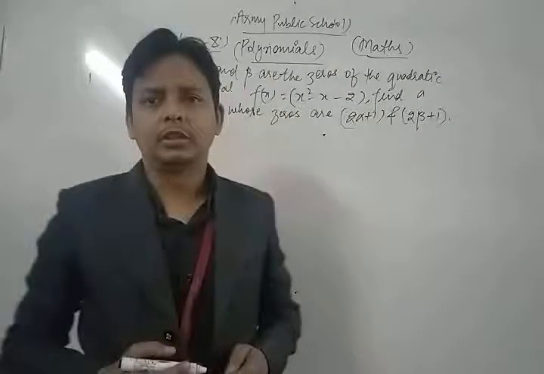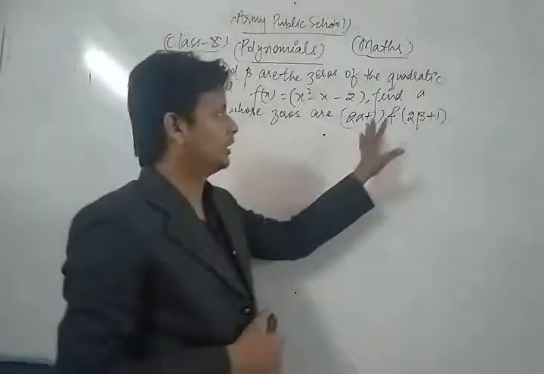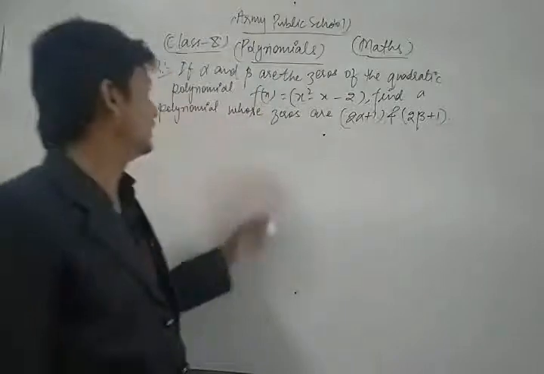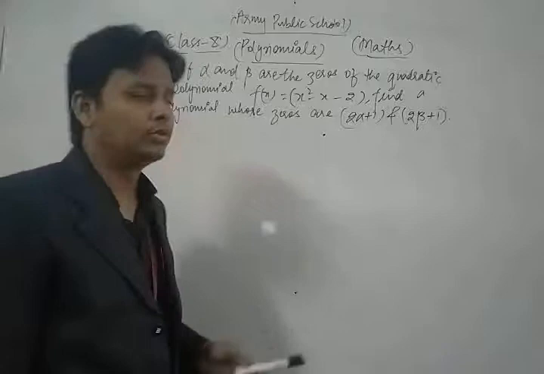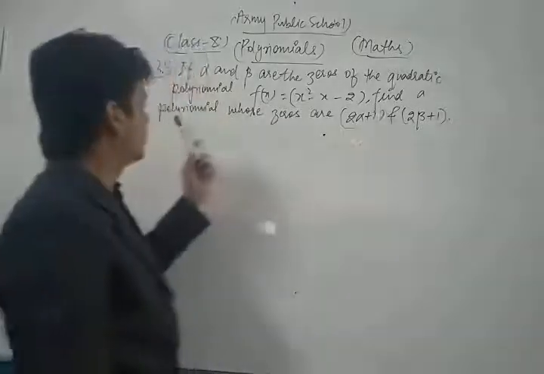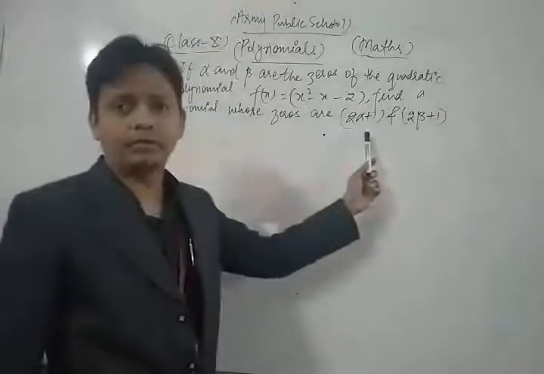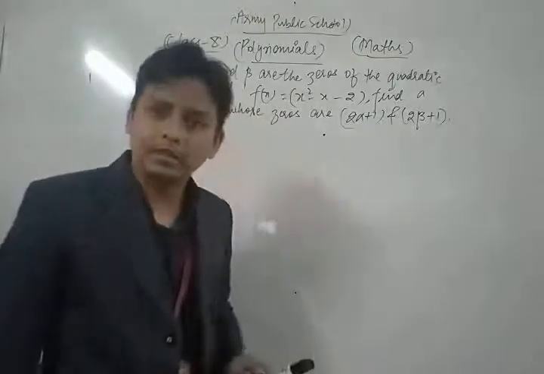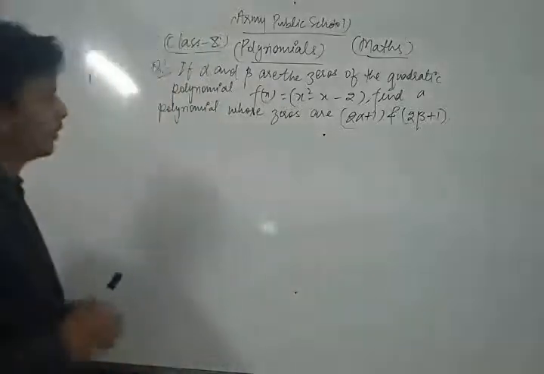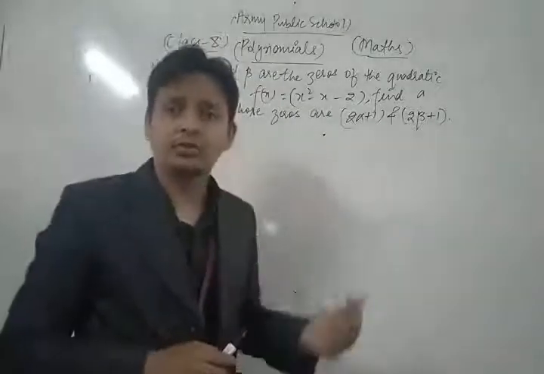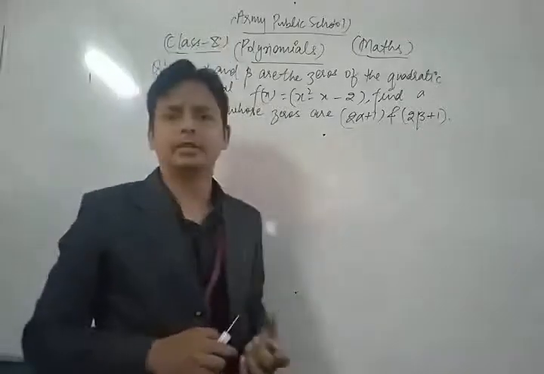Okay, dear friends, so this is the process. This is a very important question. Let's see once more. If alpha and beta are the zeros of the quadratic polynomial f(x) = x square minus x minus 2, we find a quadratic polynomial whose zeros are 2 alpha plus 1 and 2 beta plus 1. This is a very important concept. Now let's see the process to solve this type of question.